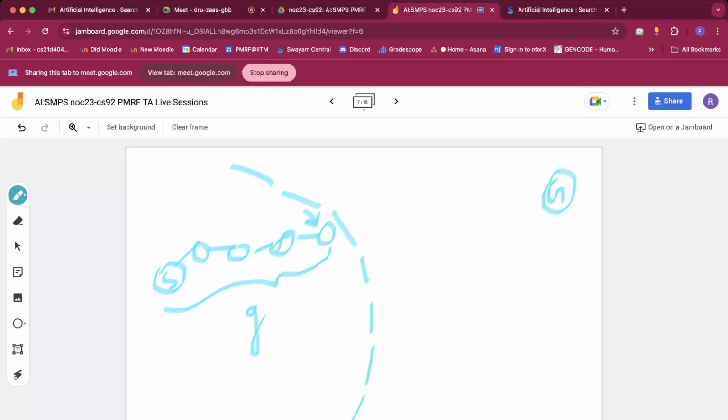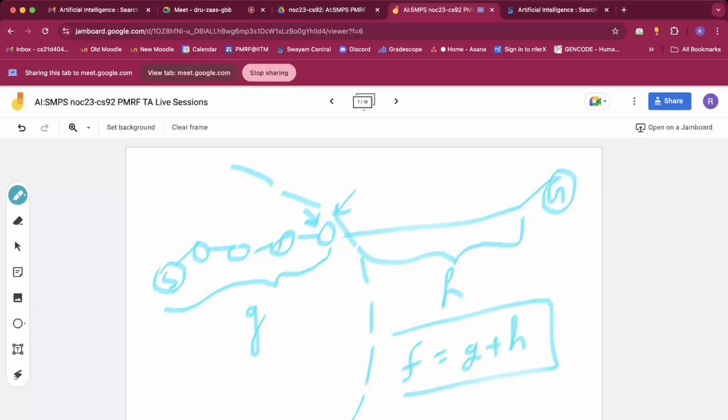Then we would use a heuristic like Manhattan distance to estimate the possible cost of going from this intermediate node to the goal. Let's call this H. So we will define a function f equals G plus H, and we will be using this cost to build our A star search tree.